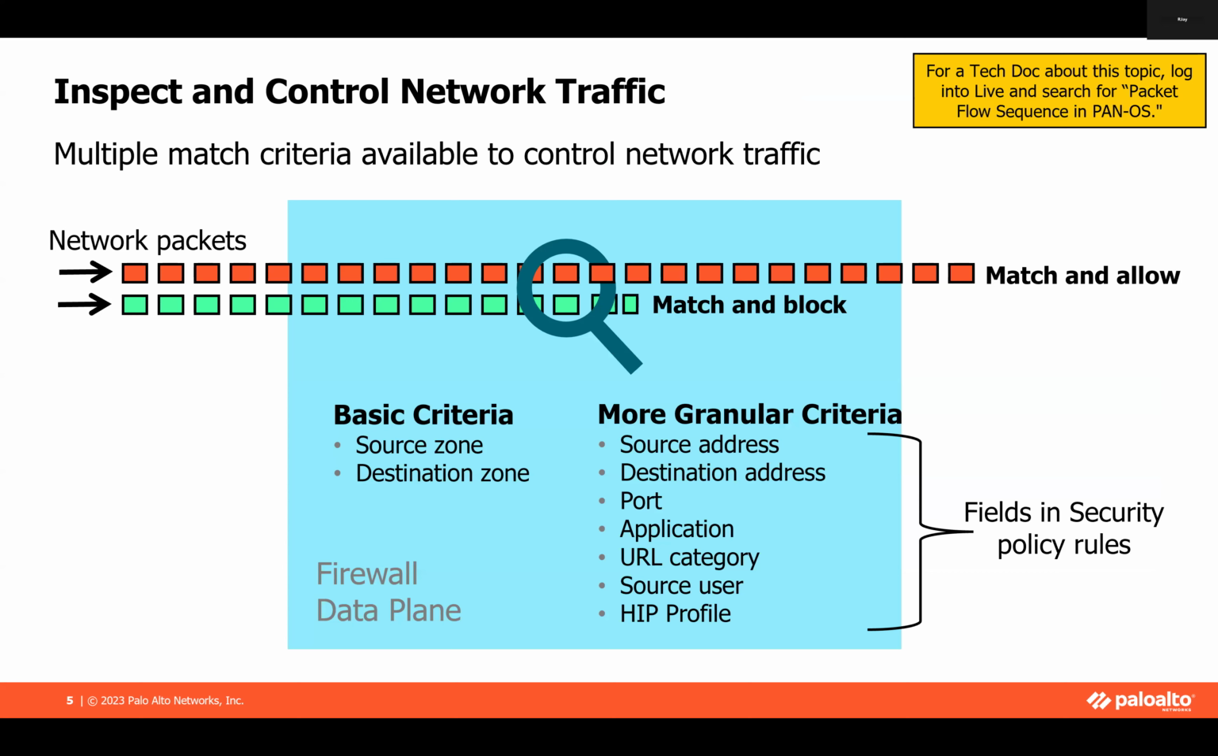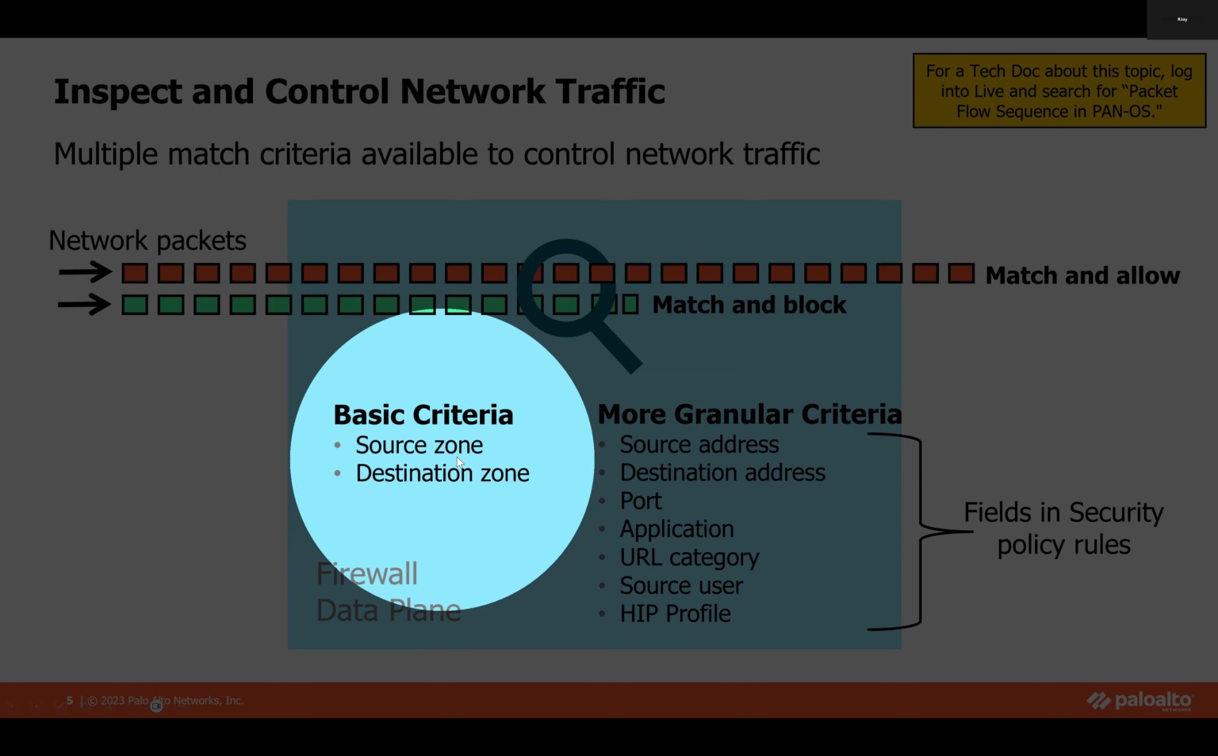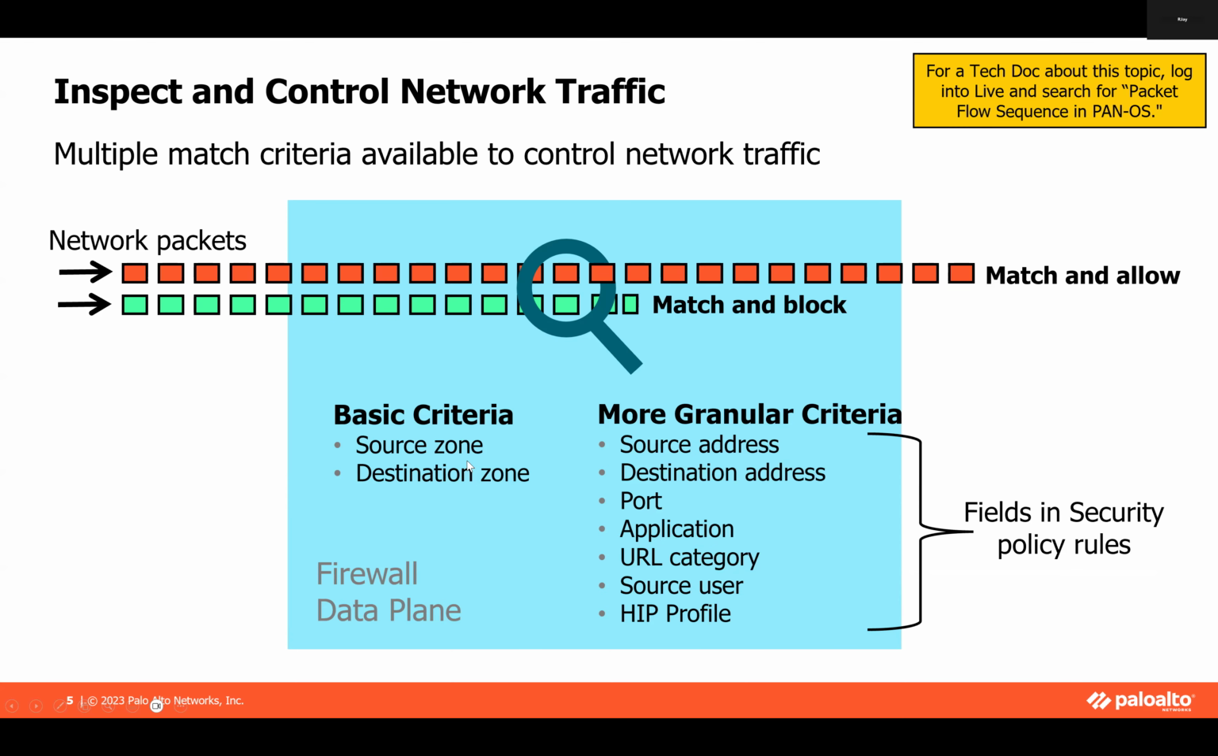So as those network packets are flowing across, we will either match and allow, or we will match and block. And the basic criteria is kind of set up to be that source zone and destination zone. You guys again saw a little bit of that last week on Thursday. And then for more granular criteria, we could say, do we want something like specific source address, destination address, port, application, URL categories, source users, and a HIP profile. We'll talk a little bit more about HIP profile in a little bit. Those are all fields that we can set in the policy rule. So basics, source and destination zone. Outside of that, we can really get as detailed as we want.